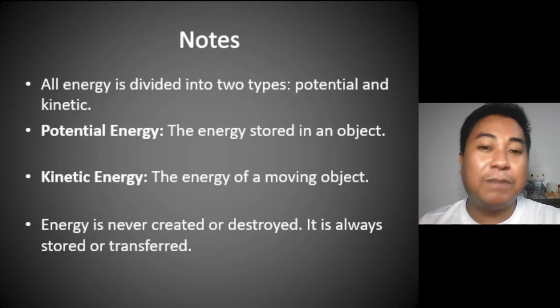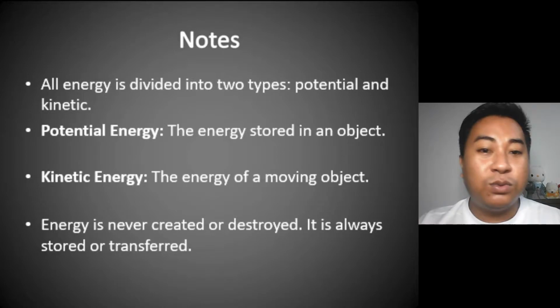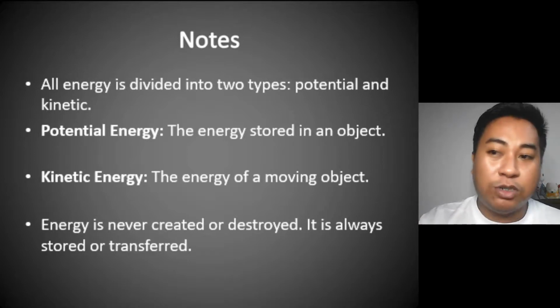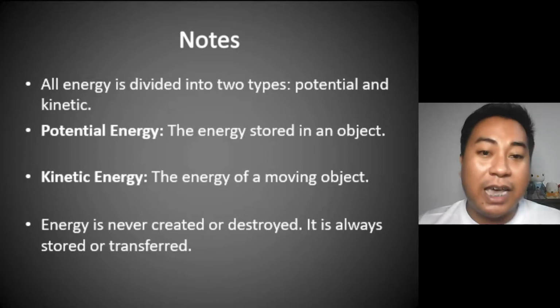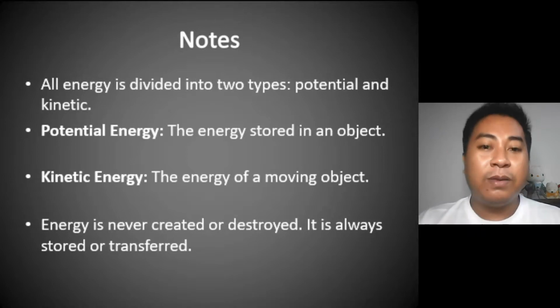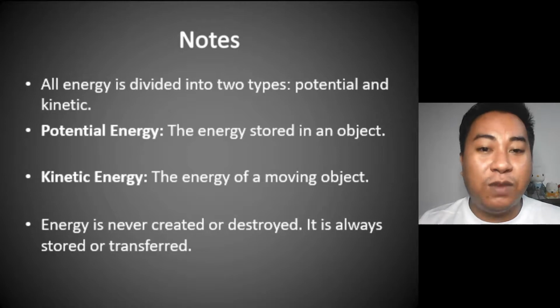Ayan. So, balikan natin, summarizing natin. All energy is divided into two types, wherein these are potential or stored energy and kinetic or energy in motion. So, potential energy is stored in an object. Ibig sabihin, the higher the height of the object wherein it is going to fall, it will have the highest potential energy. And kinetic energy is the energy of the moving object. The more na mas mabilis, the more ang kinetic energy that is being produced.